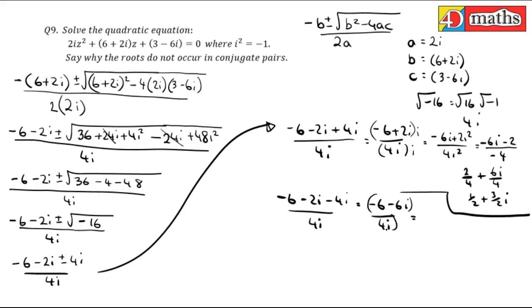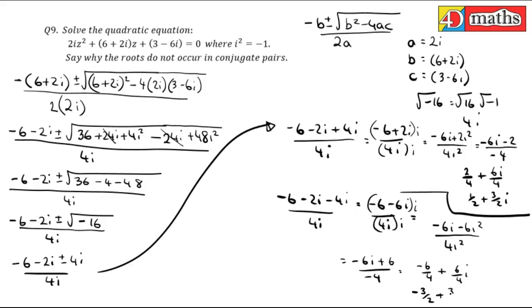If you multiply top and bottom by i, that'll get rid of the i's on the bottom. Okay, and you get minus 6i squared all over 4i squared. That works out to be plus 6. Okay, I'll just write that over here. So minus 6i plus 6 all over minus 4. So I'm going to bring the real numbers first. So it'll be minus 6 over 4 plus 6 over 4 i, which works out to be minus 3 over 2 plus 3 over 2 i. So there's my two answers for the roots.